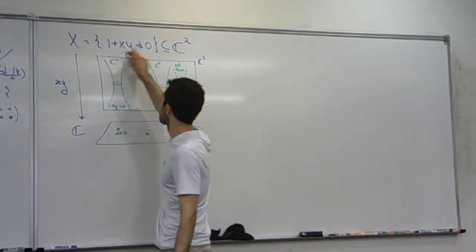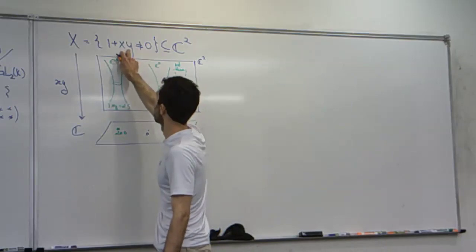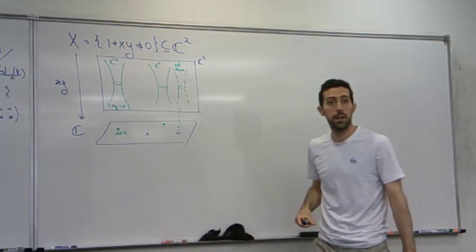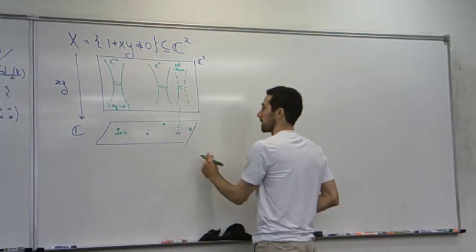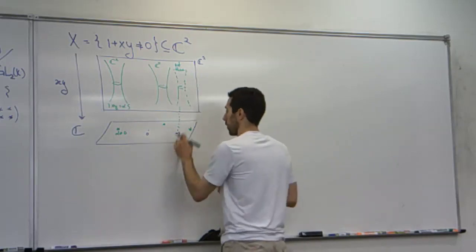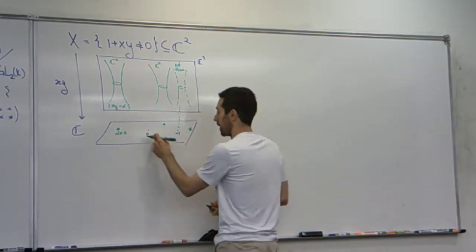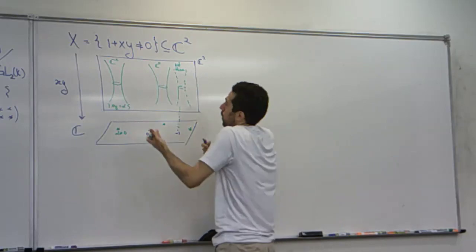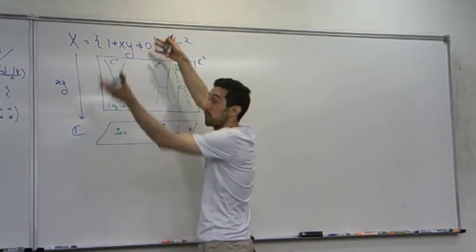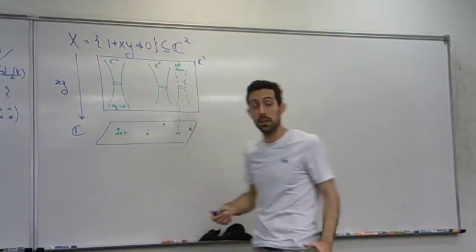Because if this is to be non-zero, this guy can never be -1, so there's nothing that maps there. So everybody gets a pre-image, which looks like C star, except for -1 and 0. -1 doesn't get anybody, and 0 now we're going to study. So this, the way I usually call this thing, it's C2 minus a smooth conic, the smooth affine conic.